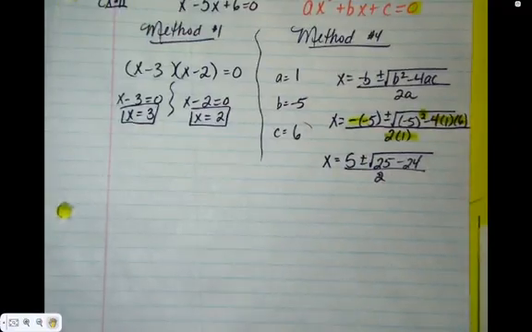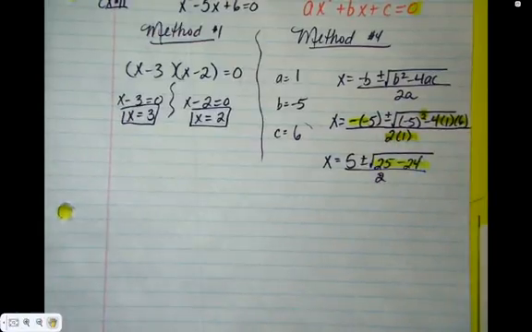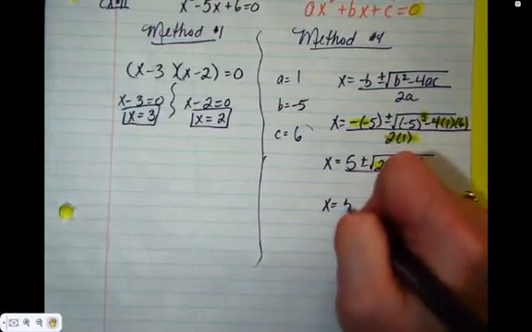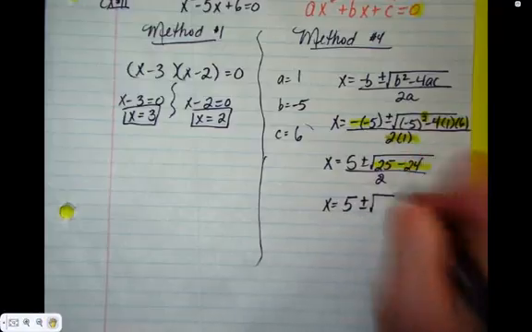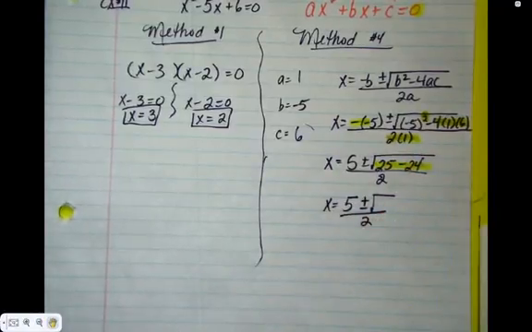Questions so far? The next step I'm going to do is simplify the radicand. So I'm going to take everything under that root and simplify it up. I still have that 5 out front. I still have the plus or minus and the root sign. And I still have a 2 on the bottom. All I'm going to do in this step is just simplify that radicand. 25 minus 24.